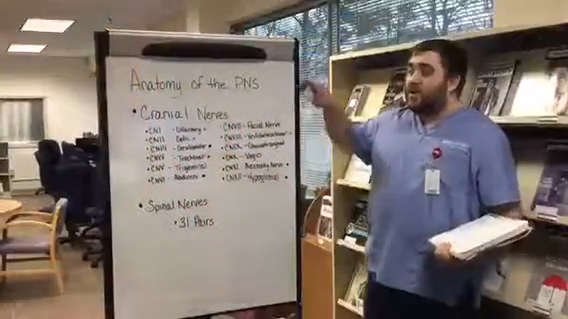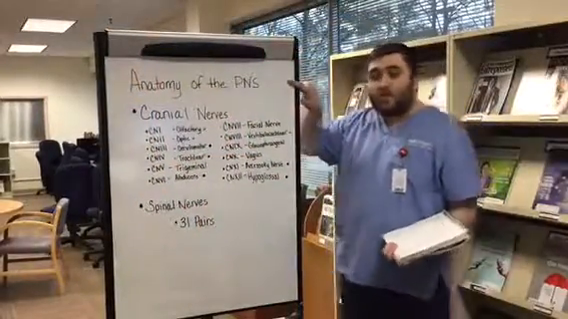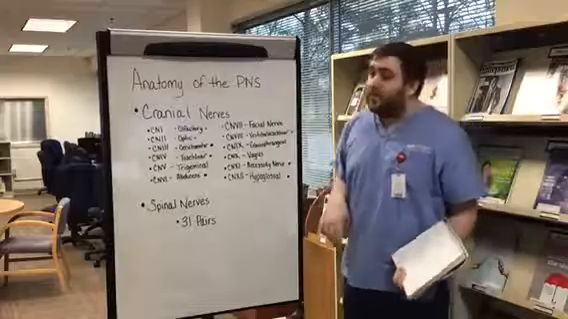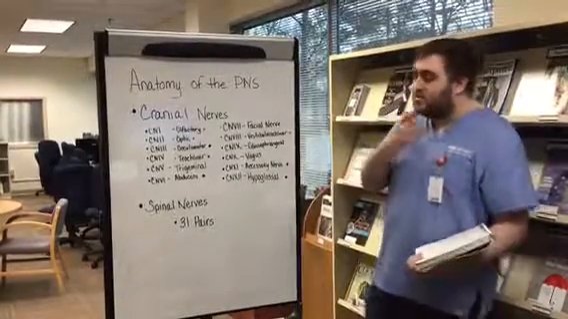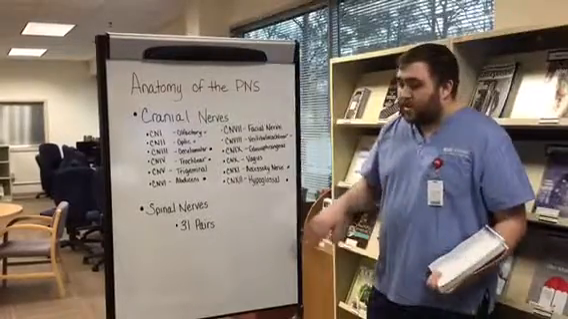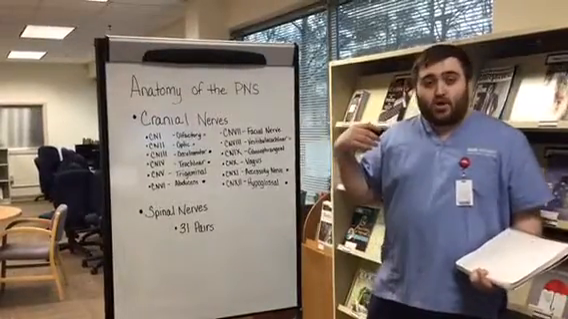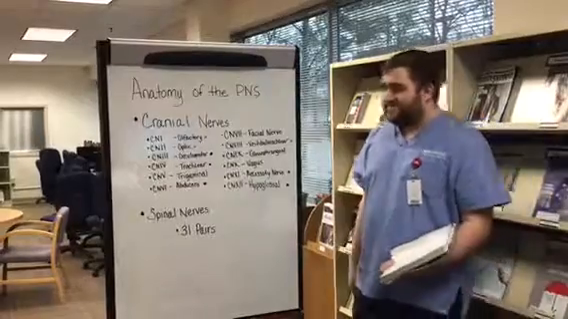We're going to cover the anatomy of the peripheral nervous system, which is broken down into the cranial nerves and the spinal nerves. The cranial nerves are the nerves that come from the brain out through the skull to like the facial area, and the spinal nerves come out of the spinal column through the vertebrae.